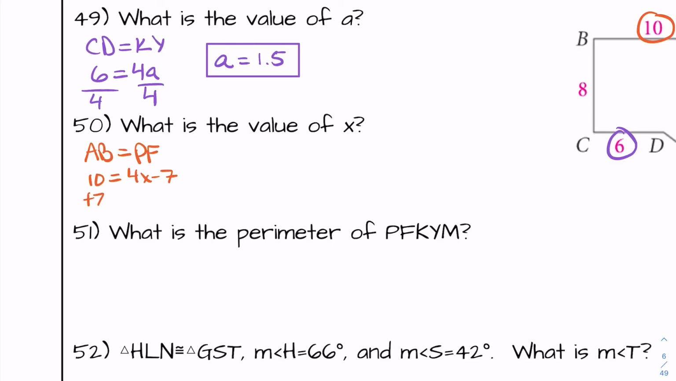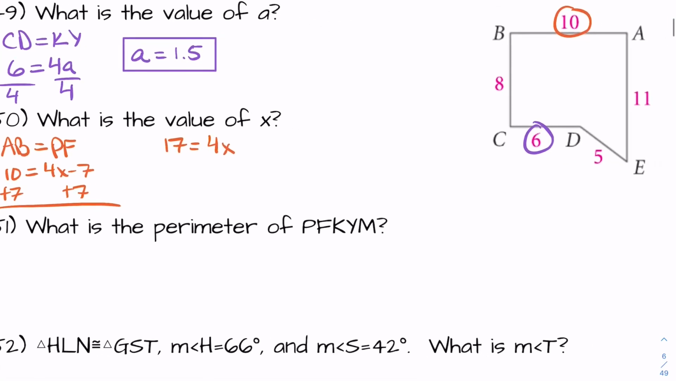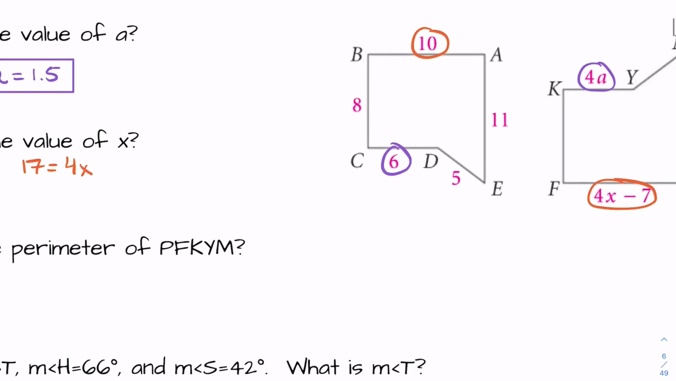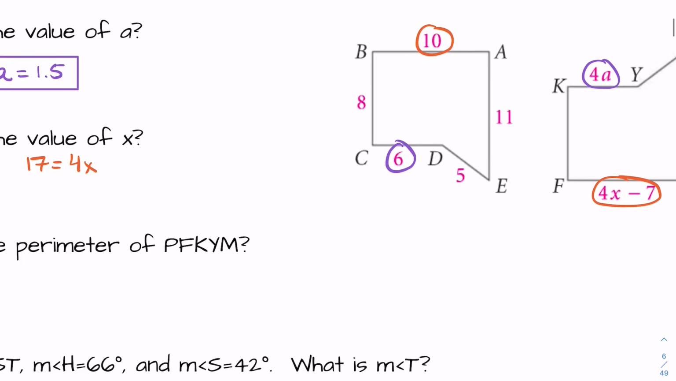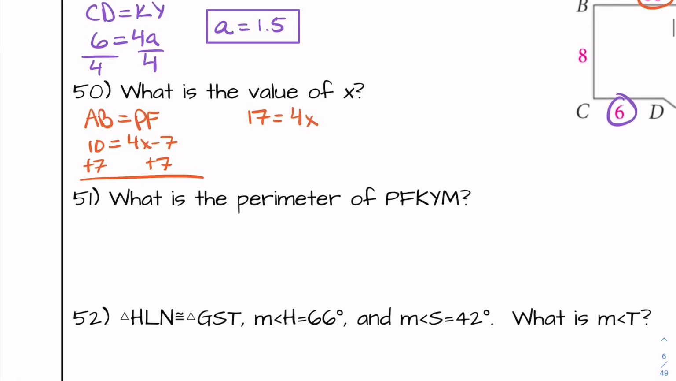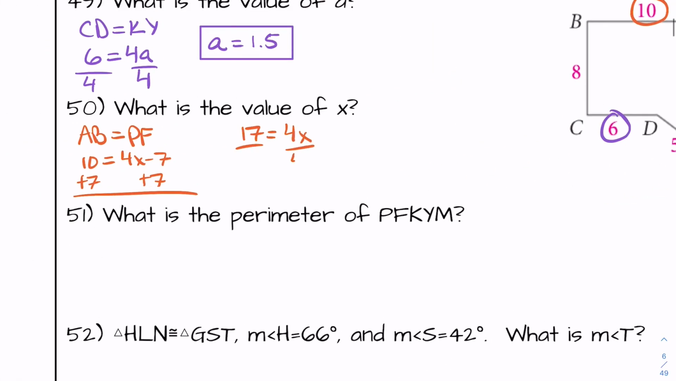So I'm going to add 7 to both sides. So I get 17 equals 4x. I'm just making sure I'm doing everything right. Yep. Okay, divide by 4. 4 goes into 16 4 times, so we actually get 4 and a quarter. So x is 4 and a quarter.